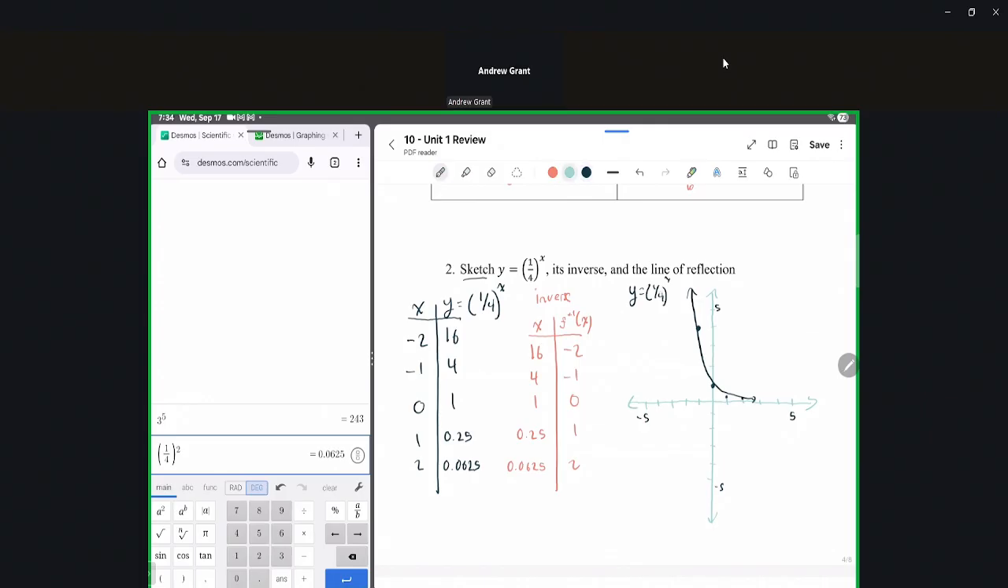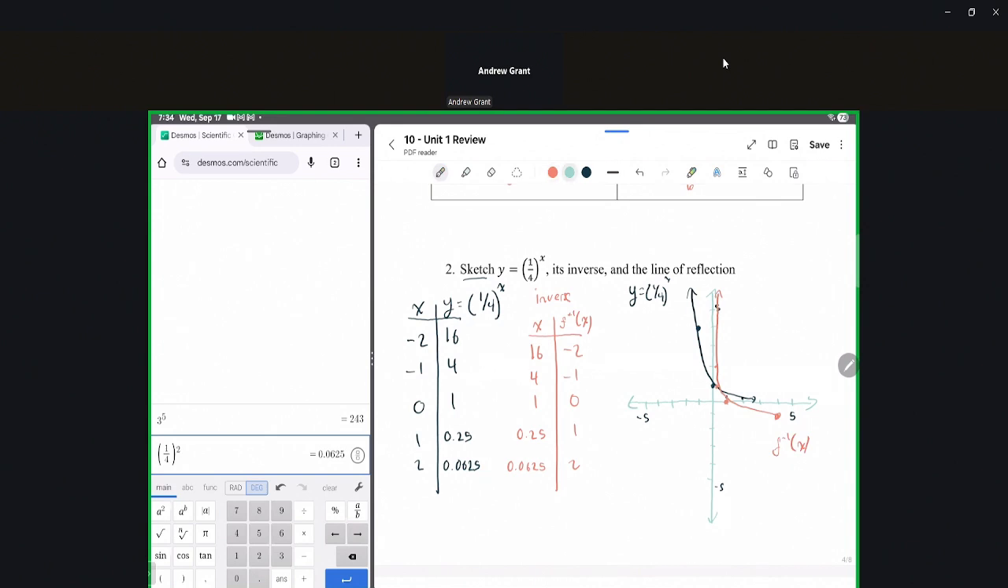This is the red function, where we just swap the values. So 16 comma -2 is not going to fit, but 4 comma -1, we can fit that one in. 1 comma 0, we can fit this in. 0.25 comma 1 is about here or so. And 0.0625 comma 2 is about here. And so we have the graph looking like this one here. And so this is our inverse function.